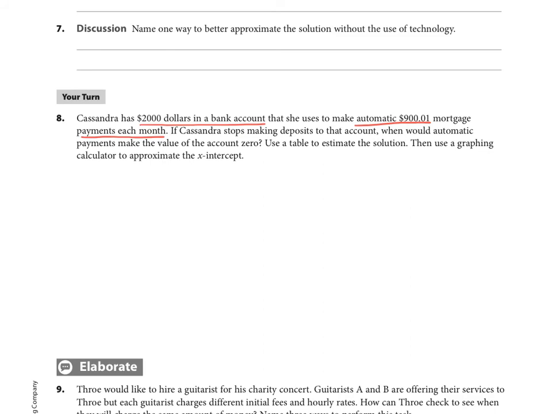So let's go ahead and we need to make a table to estimate the solution. The solution is when the account is going to be 0. And then we're going to use, no, we're not going to use a graphing calculator. Don't need to do that. So think about what our x would be and what our y would be. Our x, our independent variable, is the number of months. And our y is the amount of money. It's really the money left in the bank account. So if x is 0 months, y is $2,000.